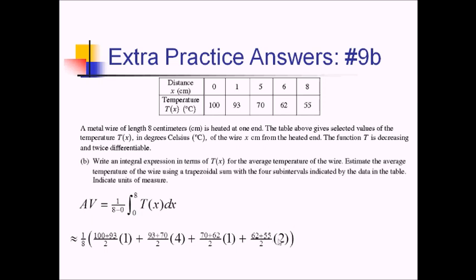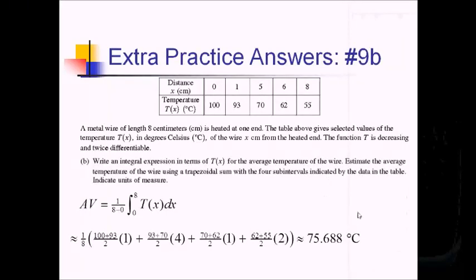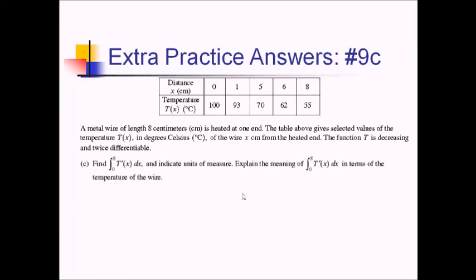There we go. All right. So you could actually leave it like this. And since this is average temperature, just put the units in there, which is degrees Celsius. Or since this is a calculator problem, you could actually crunch the numbers, which I'll do now. If we plug all that in, it comes out to that weird fraction, which I'm going to math decimal that, to get 75.688 degrees Celsius.